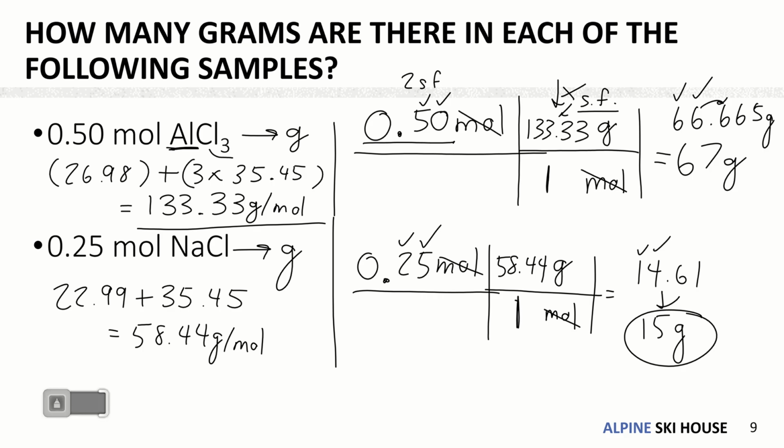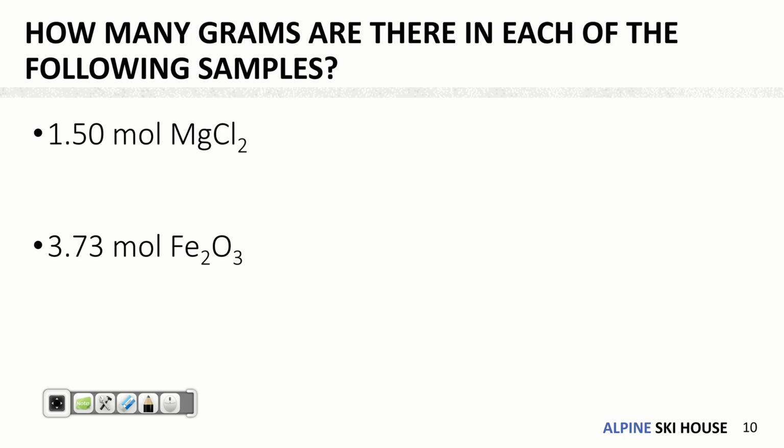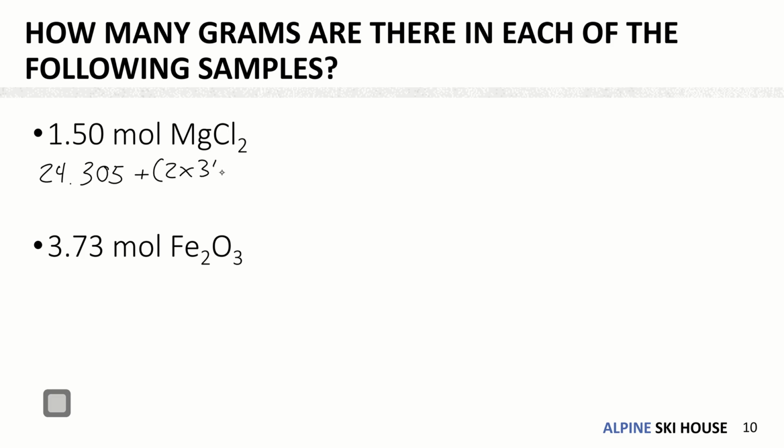All right. I'm going to do one more probably here. So 1.5 moles of MgCl2. Mg, looking at my periodic table, is 24.305 plus 2 times 35.45. That's the molar mass of chlorine. Okay, I'm going to reduce this. This should be rounded, like I said, to 24.31 plus 2 times 35.45. Molar mass is 95.21 grams per mole.